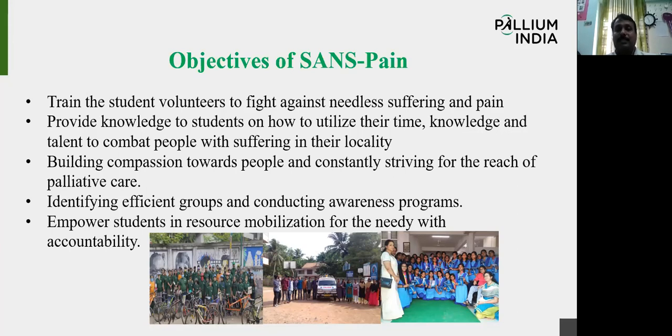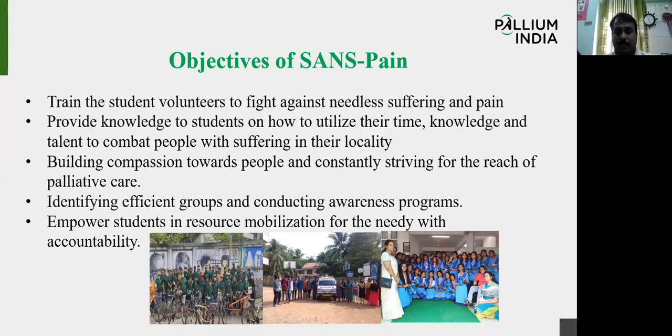They will be conducting some fundraising events in their educational institutions, or sometimes they may conduct exhibitions or awareness rallies. Based on their availability and time, they will be conducting different activities in and around their college. Like in this picture, we can see that we have conducted a cycle rally for creating awareness about palliative care in the community.